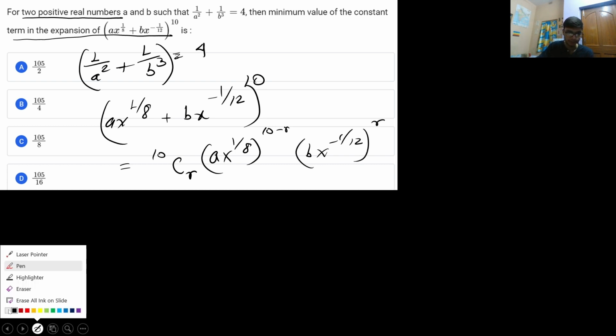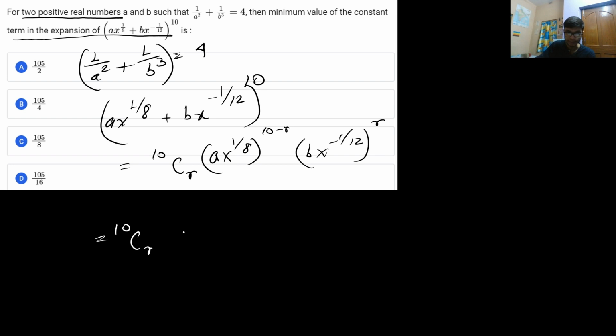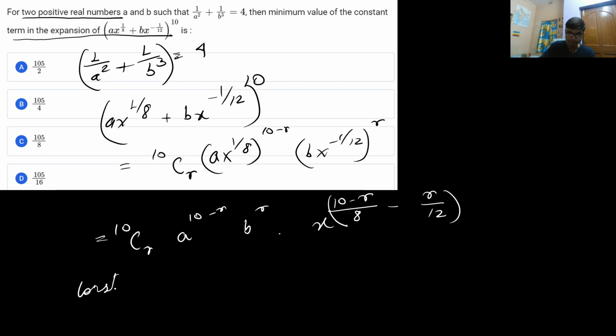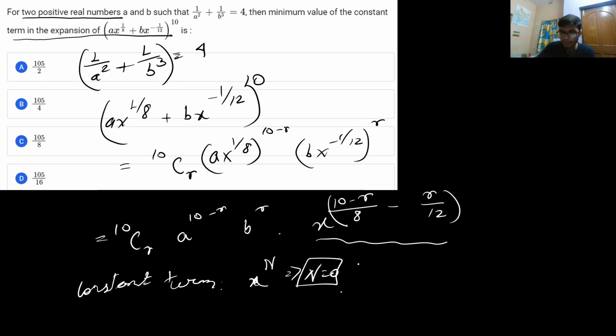So from here, if you evaluate this, this will equal 10Cr a to the power 10 minus r, and b to the power r. And for x, if you evaluate, this will become x to the power 10 minus r by 8 minus r by 12, this is the power of x. In order to get the constant term, the power of x should be equal to 0. Whatever the x term is, it should be independent of x, because for the constant term x must not be present.